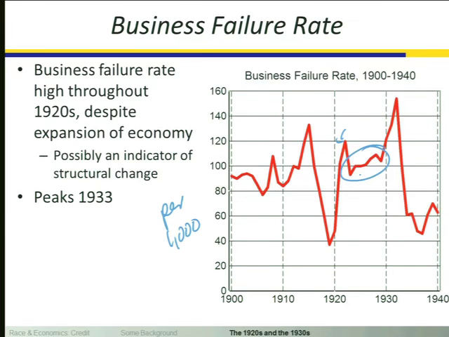So when there are structural changes in the kinds of goods that we buy, it's not surprising that the businesses that had been producing the goods we're no longer buying are going to see a decline in their business. So we get a relatively high failure rate throughout the 1920s, probably part of this churning of the structural change that's going on. Banks, we've seen this data before.